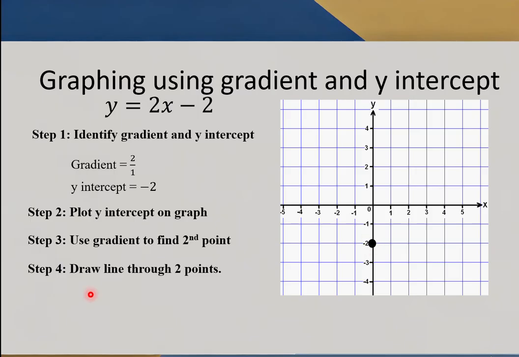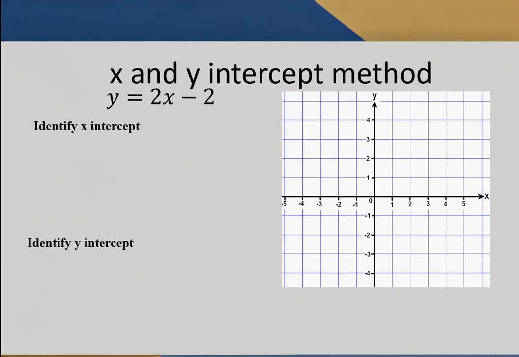The next step is we are going to put the gradient on. So the gradient helps us find the second point. It's 2, and I wrote it down as 2 over 1, because that means we go across 1 and we go up 2. Then we draw a line through those 2 points.